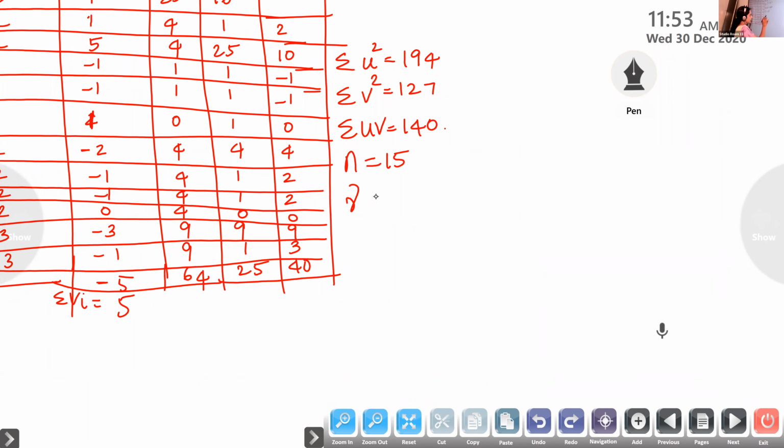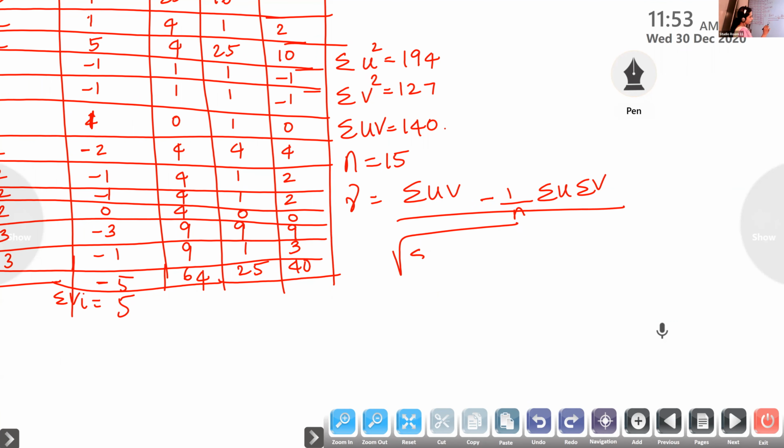So the correlation coefficient is sigma uv minus 1 by n into sigma u into sigma v, by root of sigma u square minus sigma u the whole square by n, into root of sigma v square minus sigma v the whole square by n. So apply the values there.